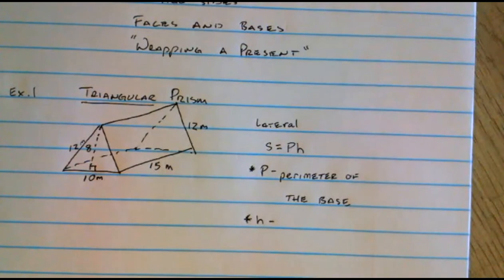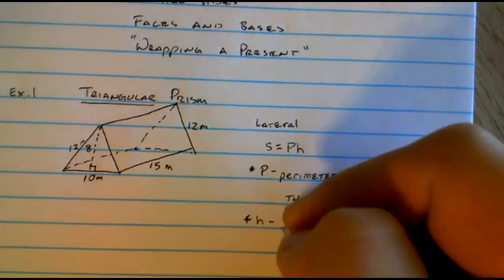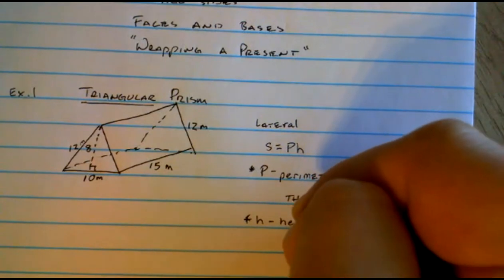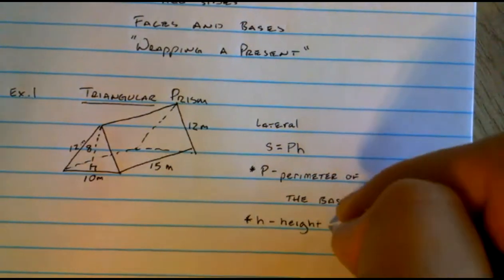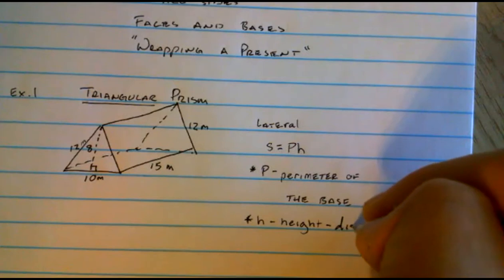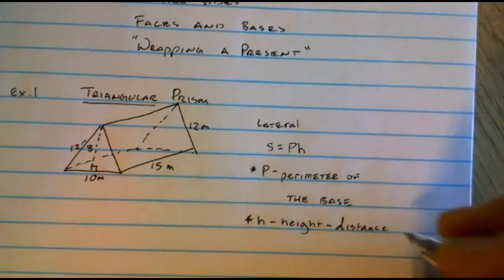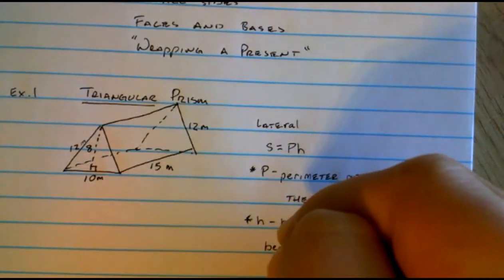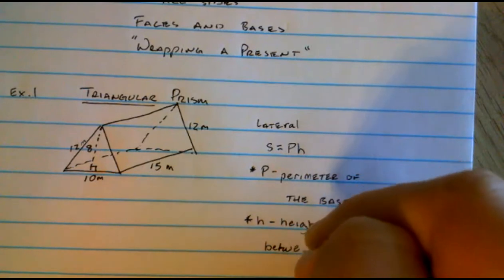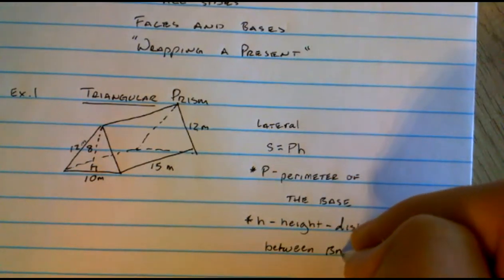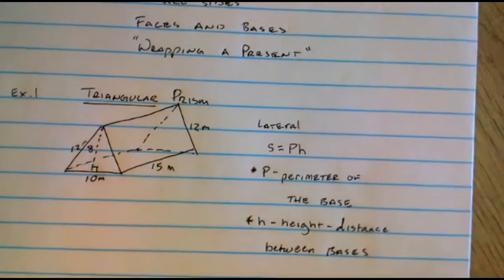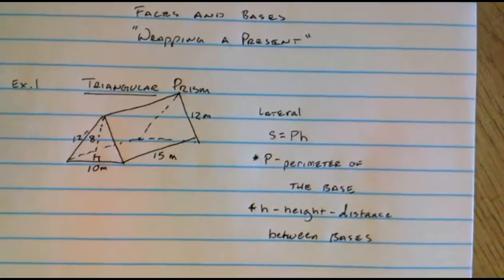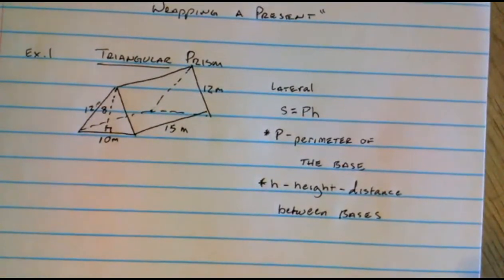Okay. Because H has always meant height for us, that is true. It is the height. But what we also need to know is that it's the distance between bases. Okay. And that's important on these different objects, that we recognize the height might not always be up and down.